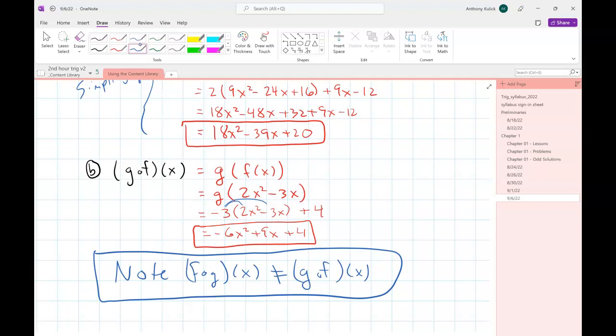So the important note that I want to take away from these two examples is that composition is not commutative, that f compose g is not going to be the same thing as g compose f in general. Could it ever be the same? Yes, it could. But is it going to be in general? No.